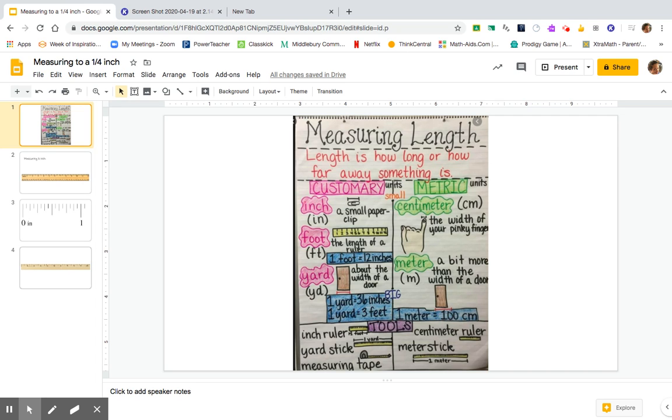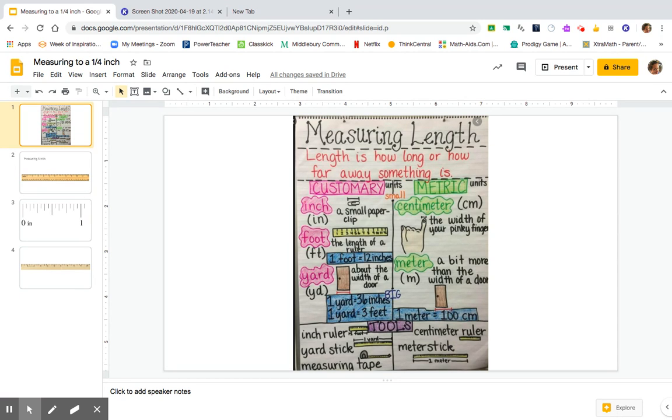Hey guys, for today's lesson, we're going to talk about measuring length. Length is how long or how far away something is. When we think about measuring length, we can think about certain units we use to measure this length. We think about customary units or metric units. Today, we're going to focus on customary units.